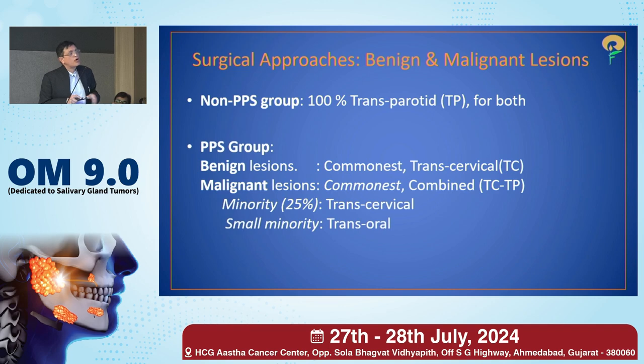For benign lesions, the commonest in their group was transcervical. I think this may vary from institution to institution. For malignant lesions, it is a combined, transcervical, transparotid group. A small minority of malignant lesions were treated by only a transcervical route, and the smallest minority were transoral.